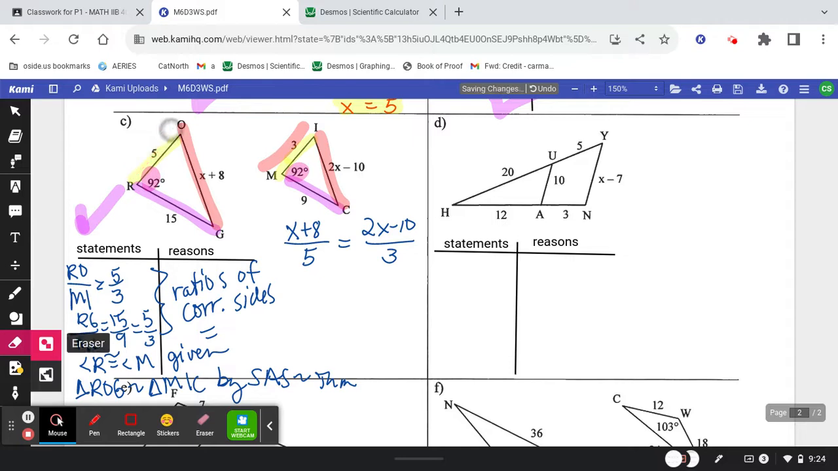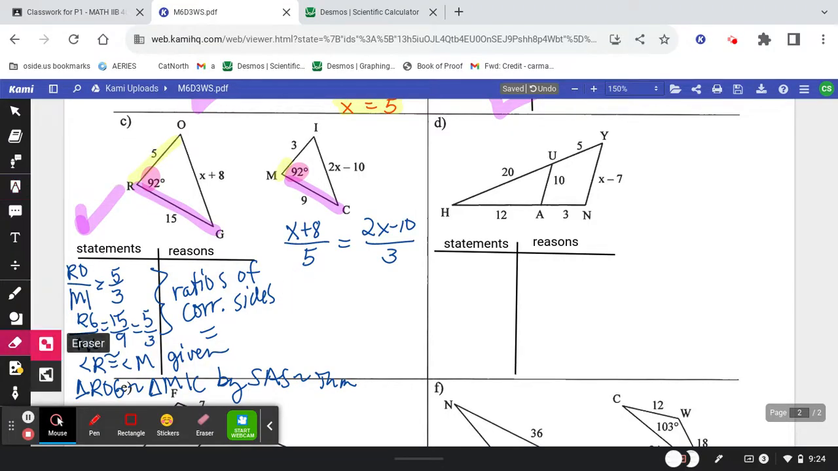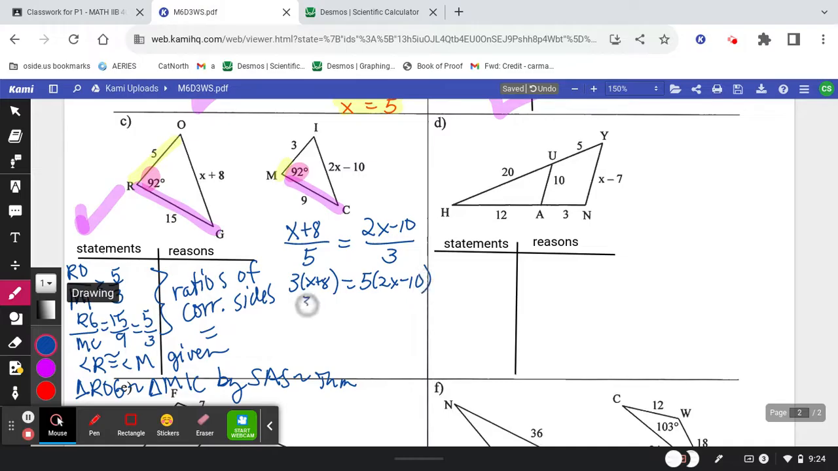Did that work for you? All right, go cross multiply that. See how you do. I'm getting the quantity 3 times the quantity x plus 8 times 5 times the quantity 2x minus 10. 3x plus 24, 10x minus 50. Let's minus the x's. Let's add the 50. All right, does 7? No, it doesn't go in evenly.